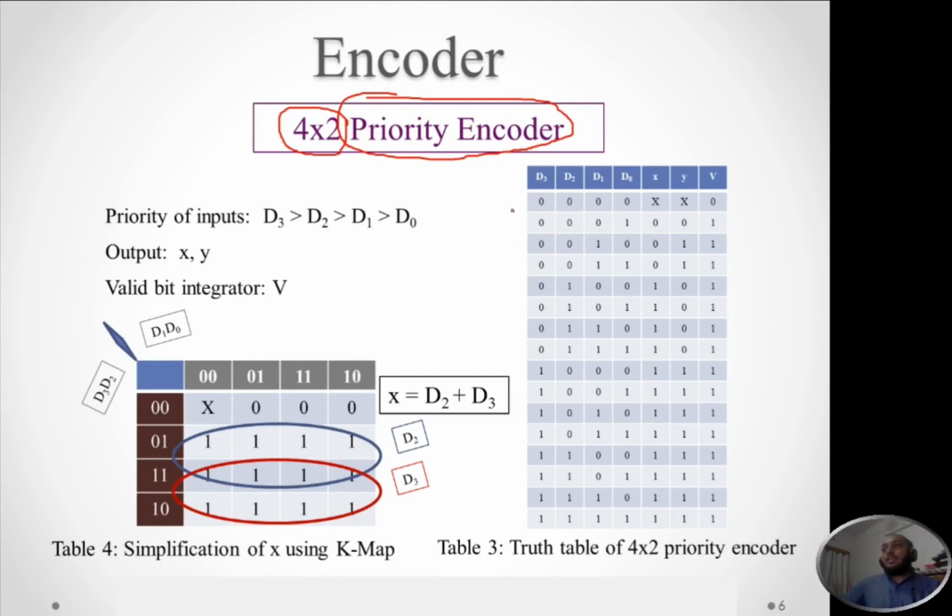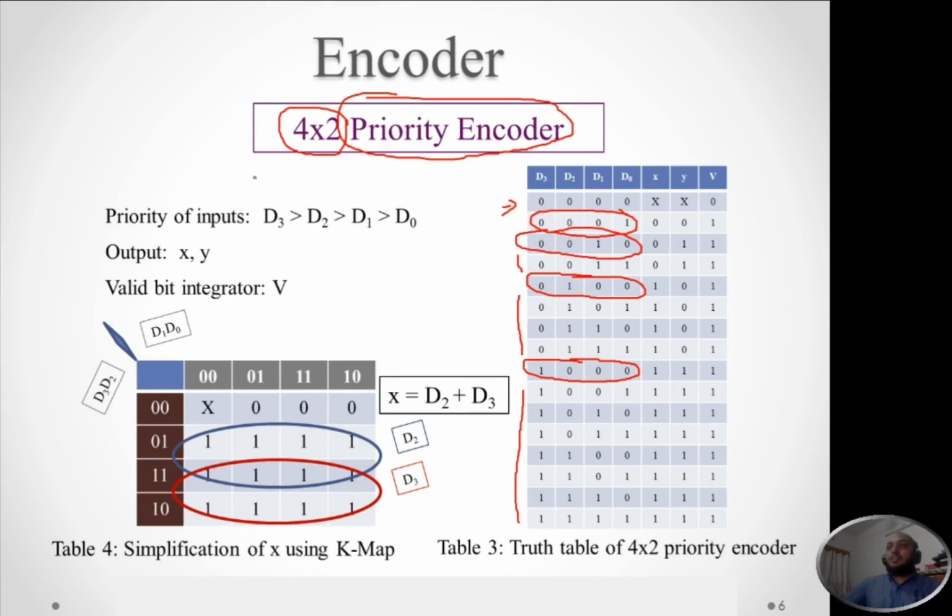So if we look at the truth table, we see that in this case there is no input present, and in these cases only one input is present. So these were the cases that we studied in the previous lecture, because that was about the normal encoder where we considered that only one input can be present at a particular time. But as this is priority encoder, there can be more than one input at a time, and for that we have to give priorities to the inputs.